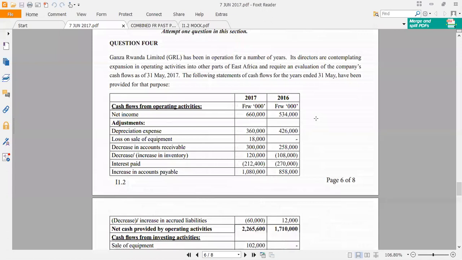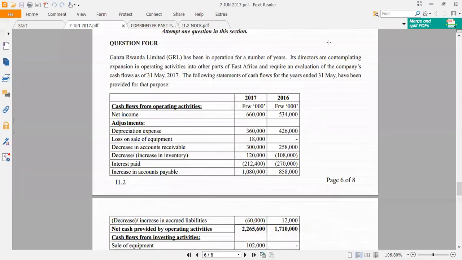Ganza Rwanda Limited has been in operation for a number of years. Its directors are contemplating expansion of its operating activities into other parts of East Africa and require an evaluation of the company's cash flow as at 31st May 2017, to know whether the company can expand or cannot expand. The following statements of cash flow for the year ended 31st May have been provided for that purpose.